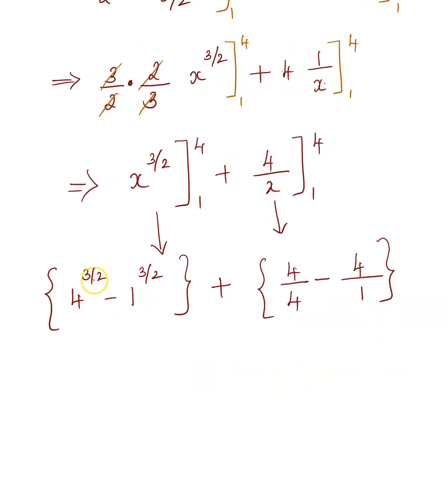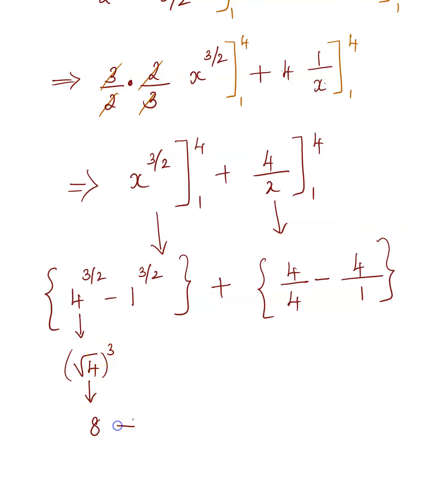So 4 power 3 over 2, 4 power 3 over 2. You can use your calculator, but try to use algebra, mental math as much as possible. So what happens here is, this is square root of 4, the whole cube, isn't it? The 2, the bottom one is your root, the top one is your power. So square root of 4 is 2, 2 cubed is 8.